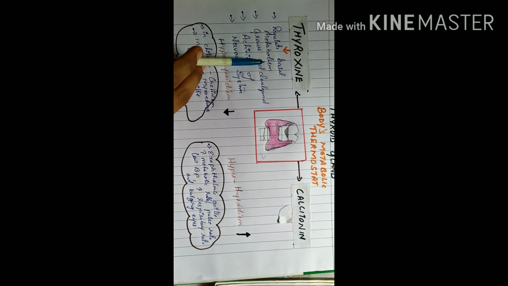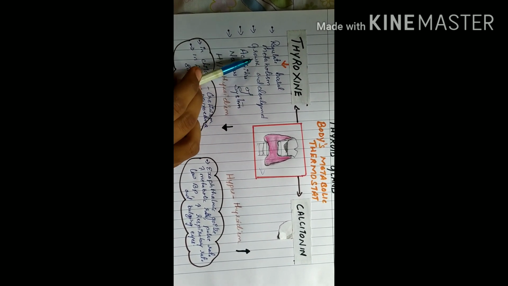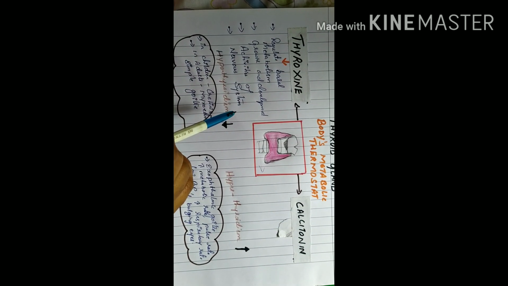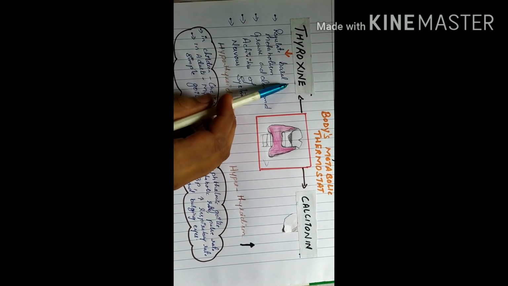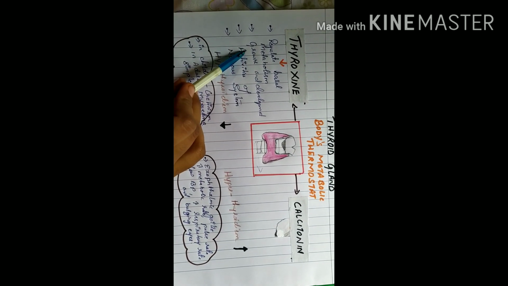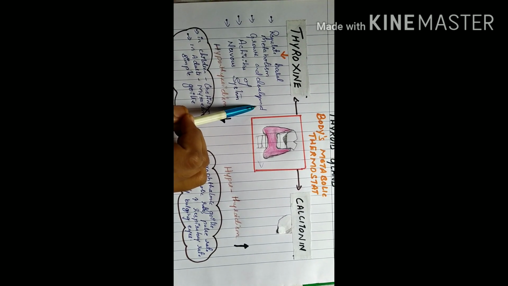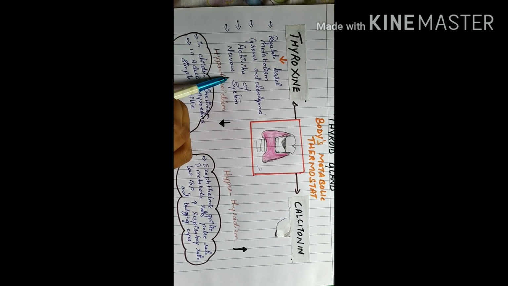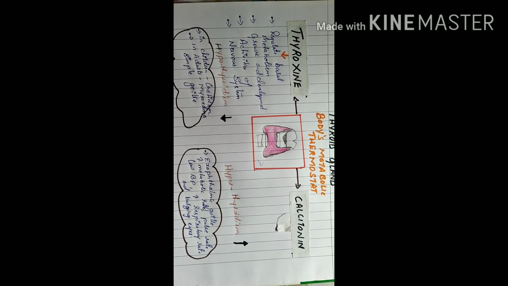So let us know the function of thyroxine. It regulates the basal metabolism and cellular oxidation, resulting in more heat production at rest. Whenever you are at rest, it produces more heat, and hence it is called the body thermostat. Second, it helps in the growth and development of the body. Next, it regulates the activities of the nervous system.